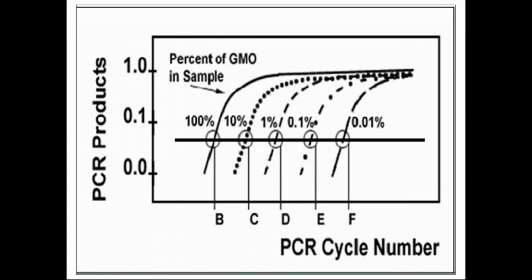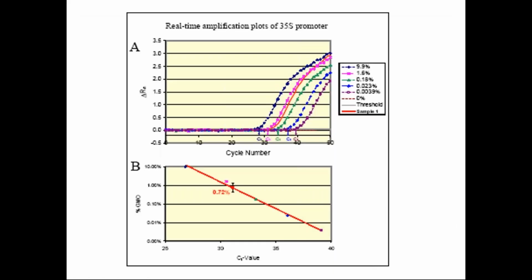So this is how the PCR amplification will look. As you can clearly see, when you have less of the GMO, it takes a very long time to amplify. If you have more of the GMO, it amplifies very fast. So by just looking at these cycle numbers and plotting a graph of the cycle numbers versus the concentration, we can tell the amount of the DNA.